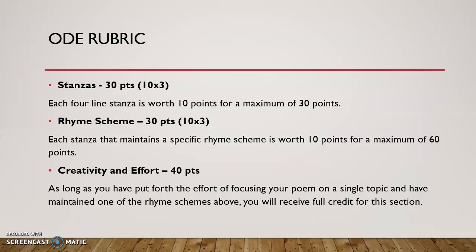Here's your rubric. The rubric is pretty straightforward. It's simple. Each stanza, as long as it has 4 lines in it, is going to be worth 10 points for a maximum of 30 points. Each stanza that maintains the rhyme scheme is going to also be worth 10 points for a maximum of 30. And then the creativity and effort that you put into this assignment will be worth 40 points.